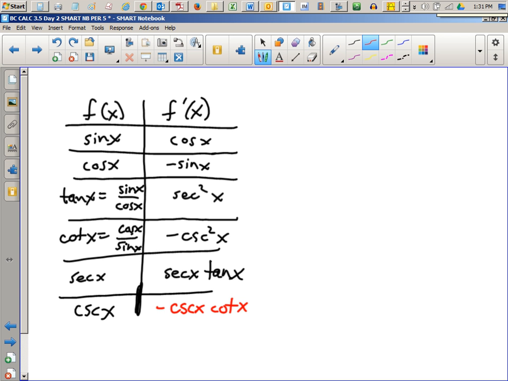Okay? Negative. All right. Any questions on that? Most people just memorize these. Think you might get them mixed up? Careful. They look kind of similar, you know.